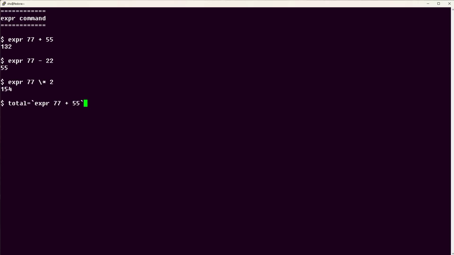Here we're going to add two numbers together and put the result in the total variable, and then if we echo total we see the result.